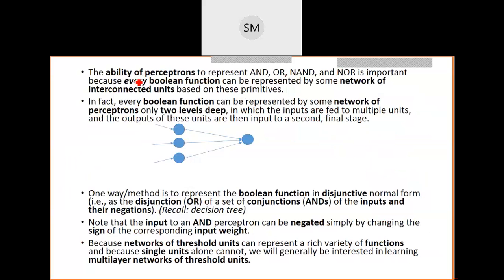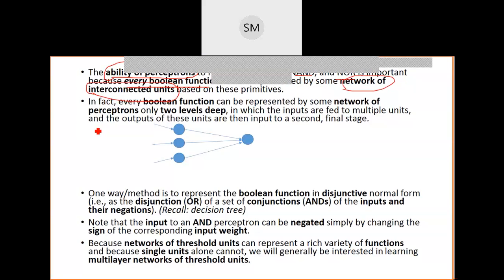See the ability, the capacity of this perceptron to represent these Boolean functions AND, OR and NOR is very, very important, because every Boolean function is represented by some network of interconnected units. Very, very important word it is; because of that I made it bold. Every Boolean function can be represented in the form of a network of interconnected units.